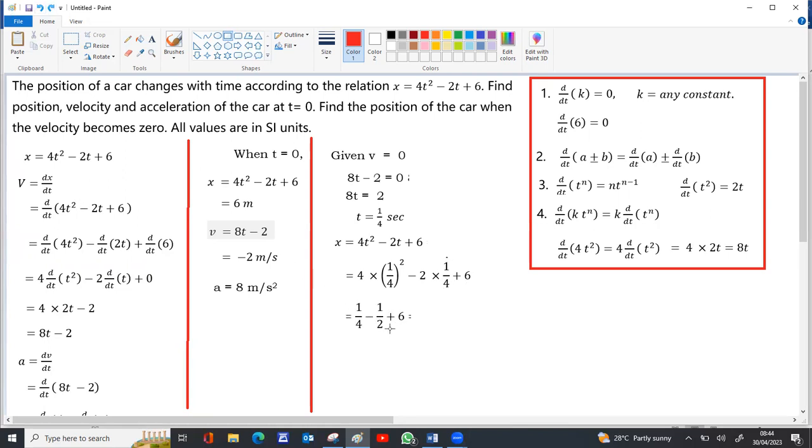Now if you take the LCM of 4 as the common denominator, 1 minus, here we multiply by 2, so 2 by 4, plus here we multiply by 4, so 24. Now we add: 24 plus 1, 25, minus 2, 23 by 4. That is 5.75 meters. Please check the concept.